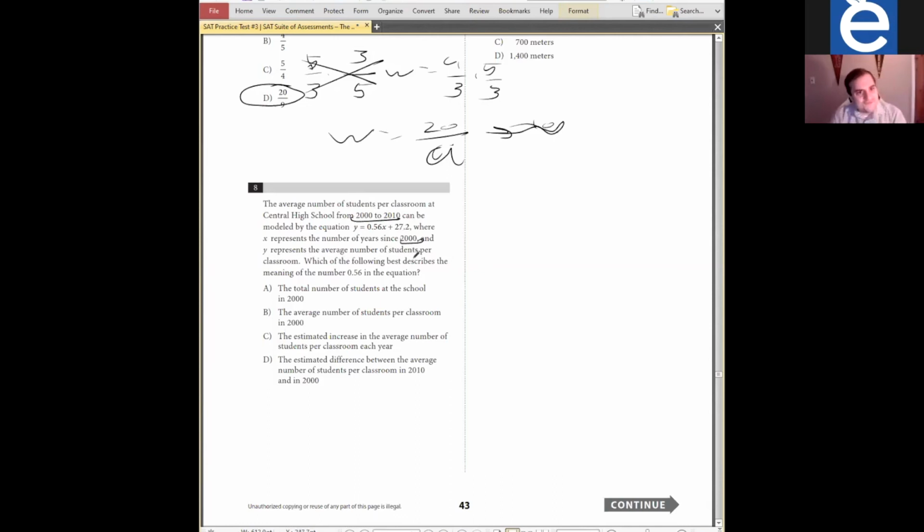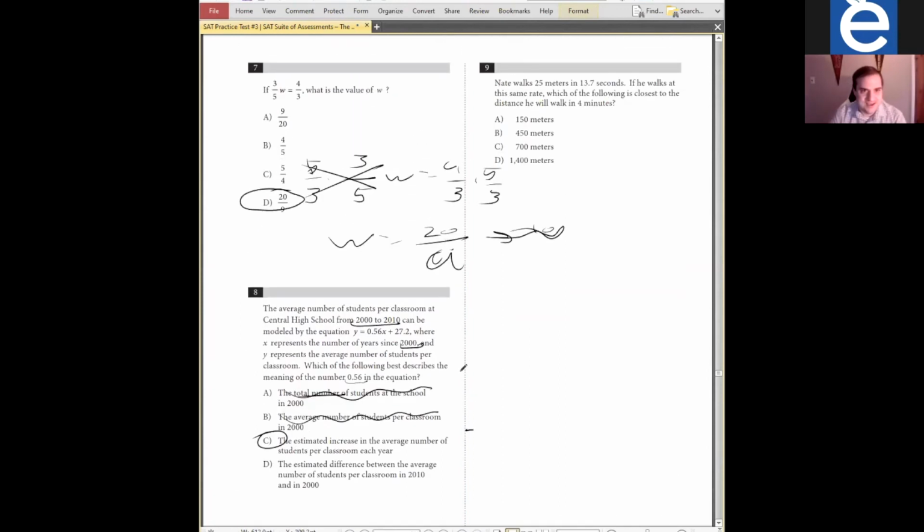So now, which of the following best describes the meaning of 0.56? Okay, well, 0.56 is the increase in students per classroom per year, right? It's not the total number of students. It's not the average number of students. It is the estimated increase in the average number of students per class per year, exactly what we said. We are done here. Hooray. It's almost like I know what I'm talking about.